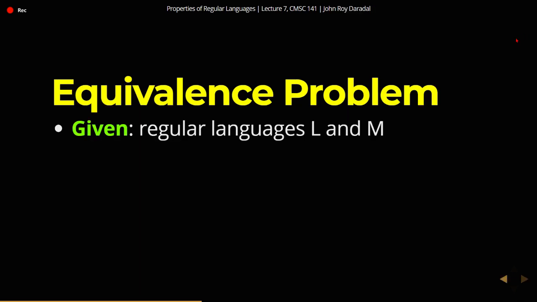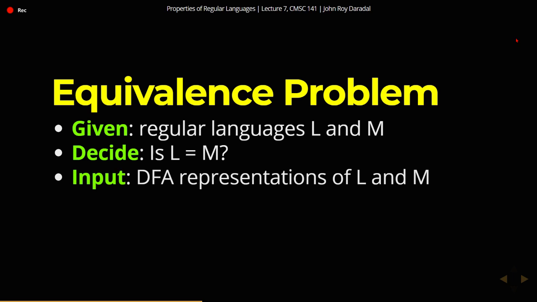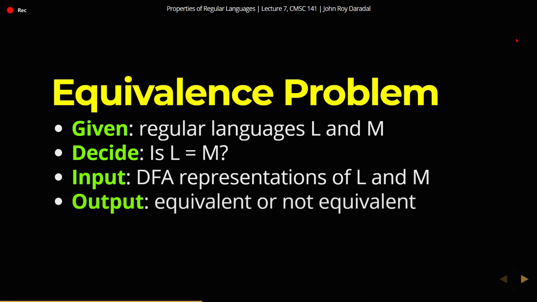Let's now go to the equivalence problem. Given two regular languages, L and M, we decide whether L is equal to M. Are they equivalent languages? What we'll use for the proof are the DFA representations of the two languages, and the output is of course whether they are equivalent or not.